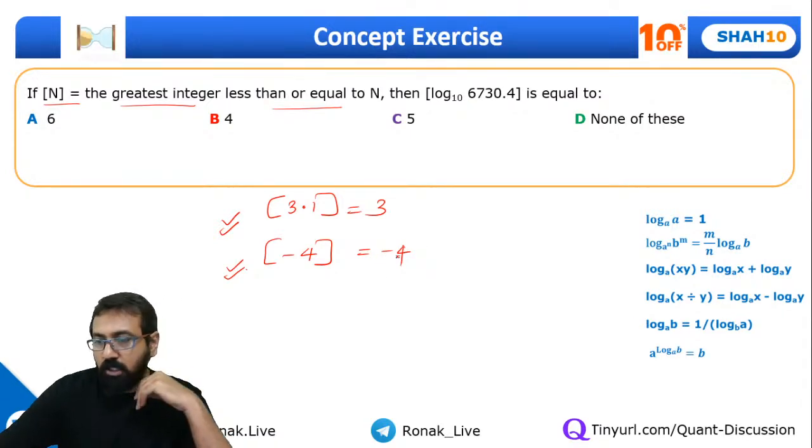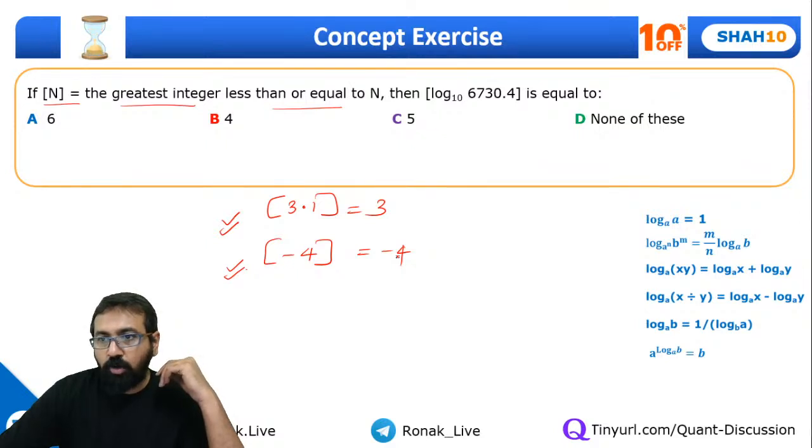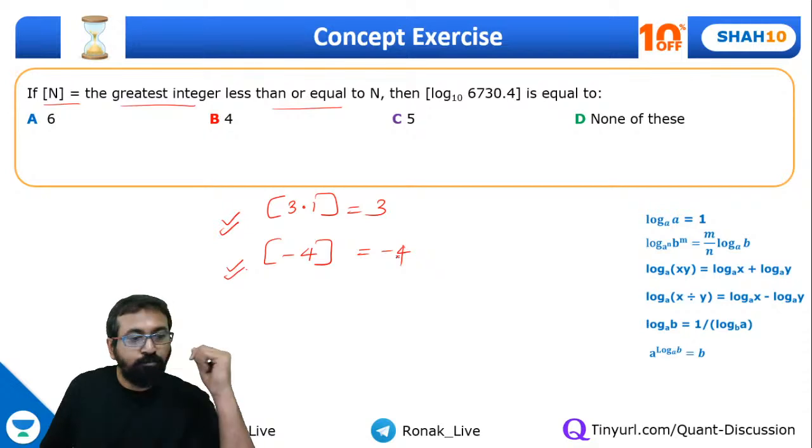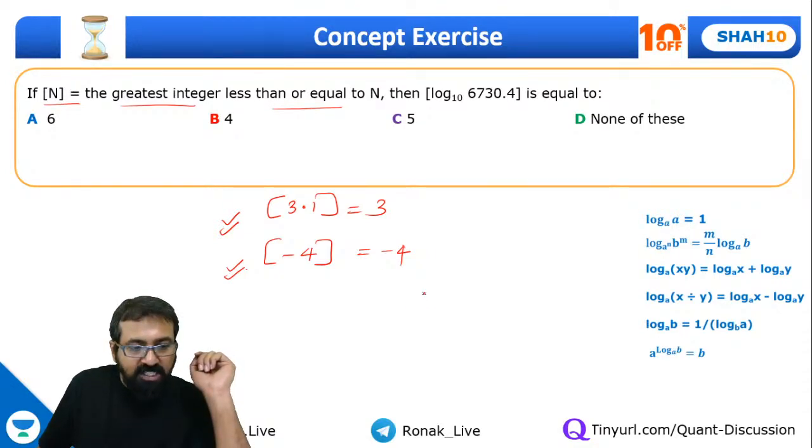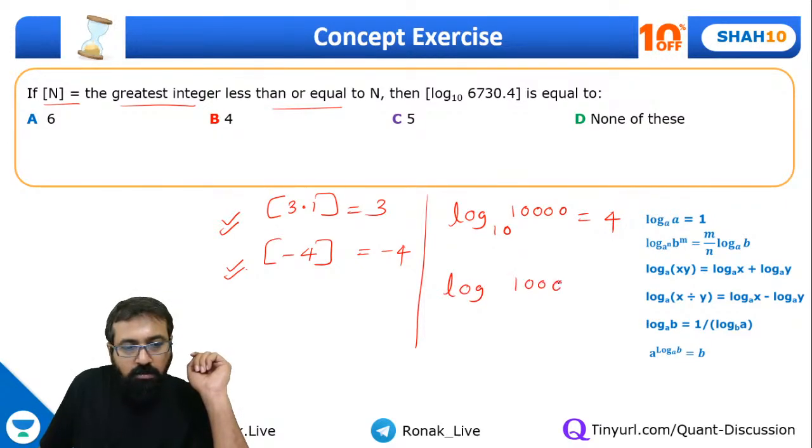No, guys, Dhwani, it will not be 4. Check your answer. Please understand, log of 10,000 with base 10. Can I say this is equal to 4? Log of 1000 with base 10. Can I say this is equal to 3? So any value between these two, 10,000 and 1000, will be 3 point something.